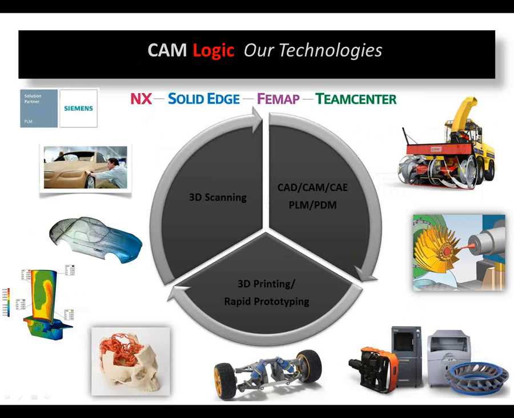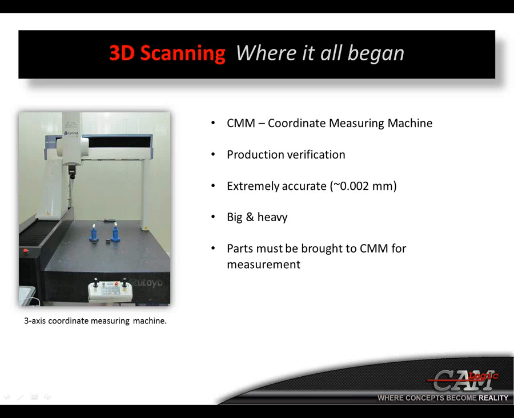relationship. CamLogic employs a three-legged stool technology. We partner with Siemens, offering the complete integrated Siemens portfolio for design, machining, analysis, and data storage and retrieval. On the 3D printing and rapid prototyping side, we partner with 3D Systems, and what we're here to talk about this morning, the 3D scanning, we partner with Romer, Creaform, and Steinbichler for, again, the 3D scanning for inspection and reverse engineering. So, now that we've touched on that, let's move ahead to 3D scanning.